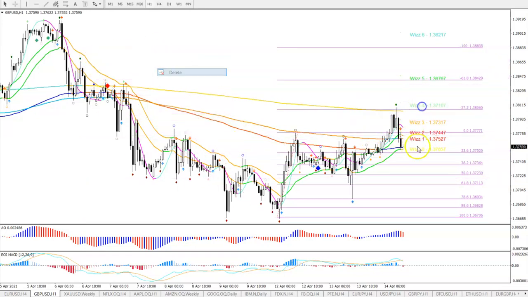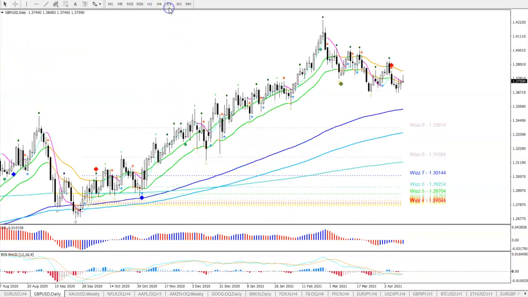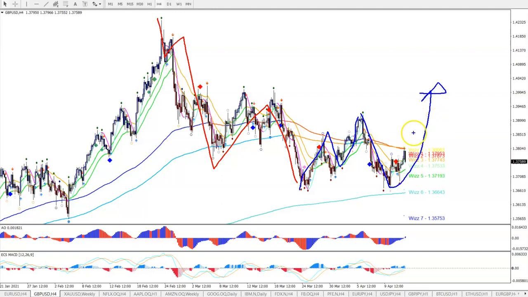So at this moment, it looks more corrective, like an ABC zigzag to me. But it doesn't mean it couldn't go higher. Let's take a look at the bigger picture here, because 5 waves finished on the 4-hour chart. You can see that a little bit better. 1, 2, 3, 4, 5. ABC for A. We were thinking that this could be maybe a B, and then up for C. But it's a tough spot.